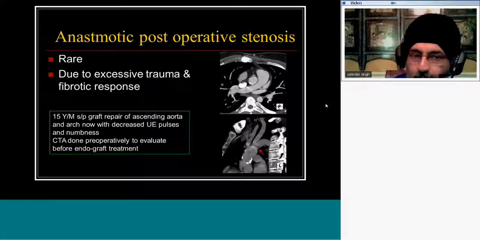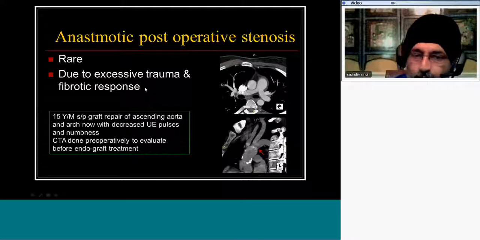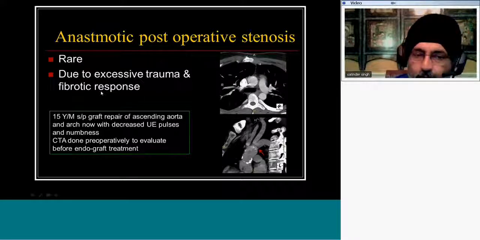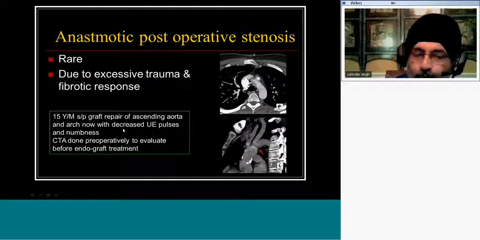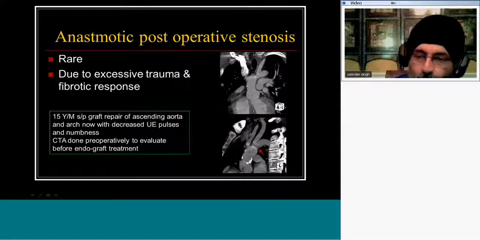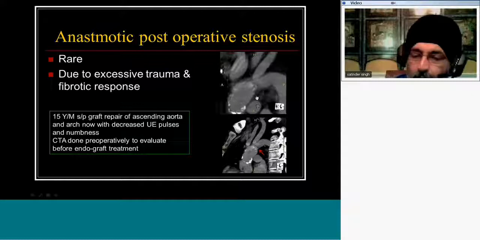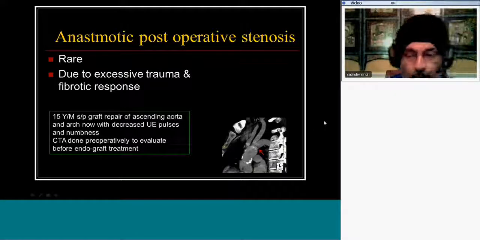Very rarely, in one recent case, you can develop postoperative anastomotic stricture or stenosis. Usually this happens if there is excessive trauma at the time of surgery and there is a fibrotic response. This is the LA overview, a 15-year-old graft repair in a child who now developed decreased pulses and blood flow to the upper extremity. If you look at the distal anastomotic site, there is excessive soft tissue density, just like a web. It is partly calcified, and it is at the anastomotic site, which is causing significant stenosis, behaving like a coarctation. This is an iatrogenic coarctation. This needs to be treated.